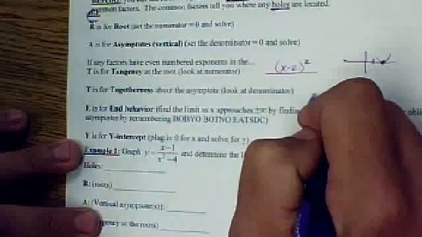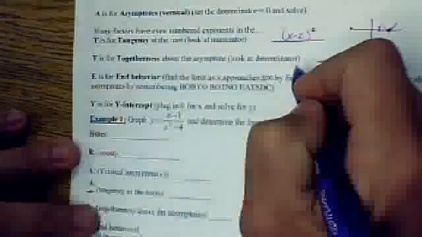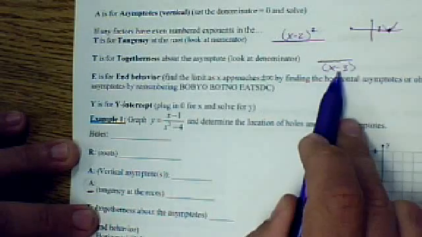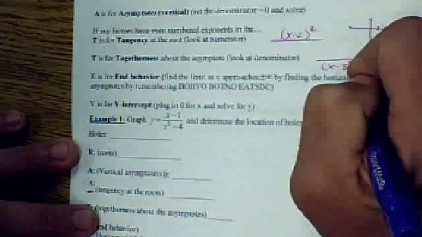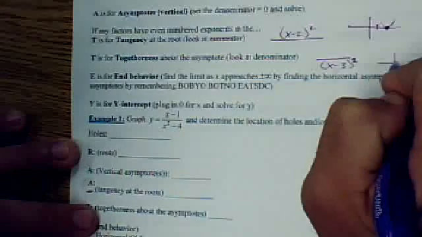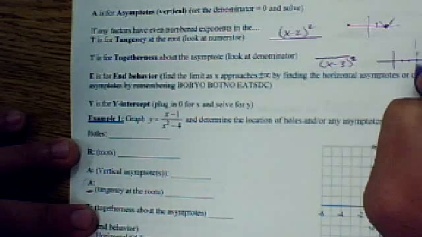The togetherness is on the bottom. If you look at the denominator, the same concept. Here I know that I have a vertical asymptote at 3. But if I have even multiplicity, then that tells me that I have togetherness at that vertical asymptote.